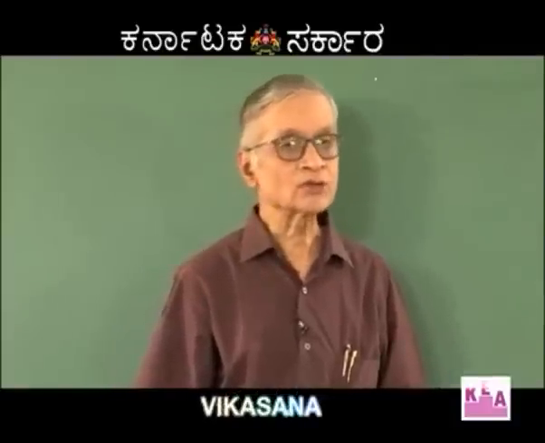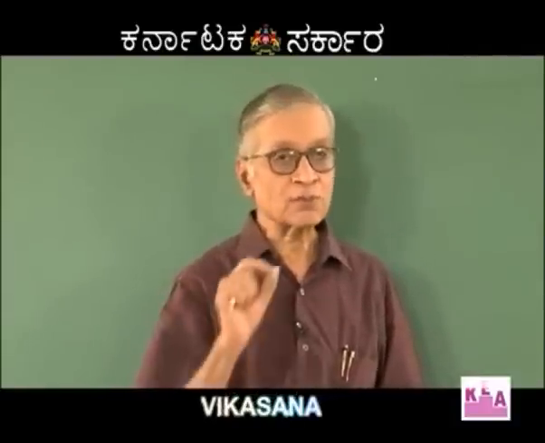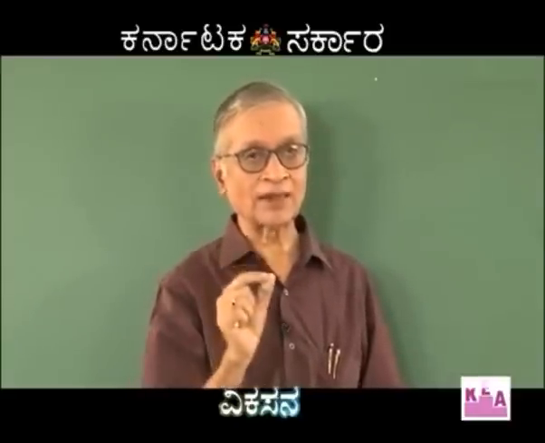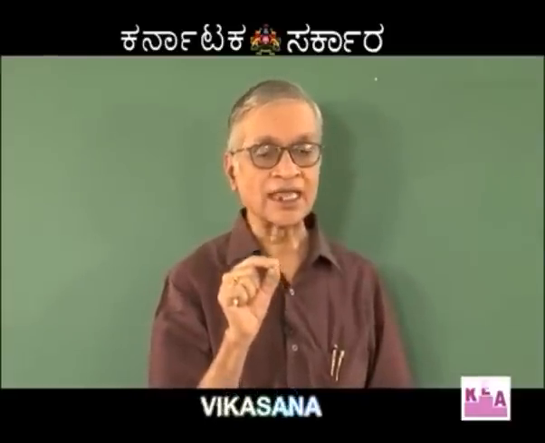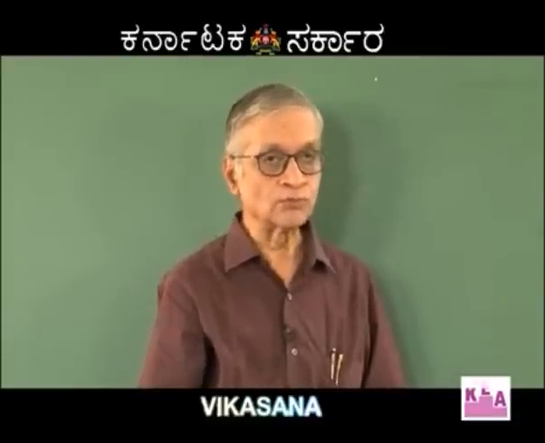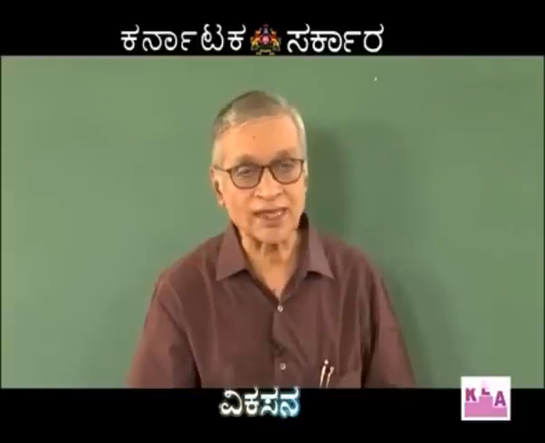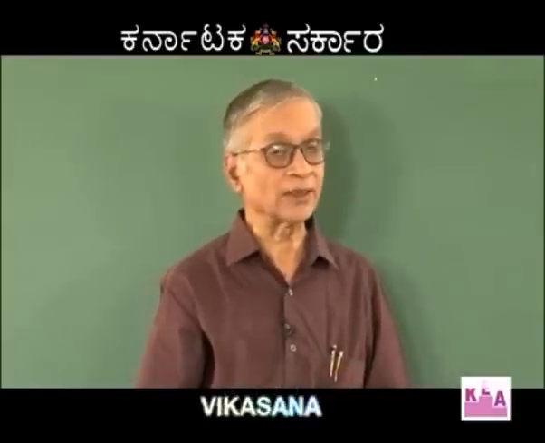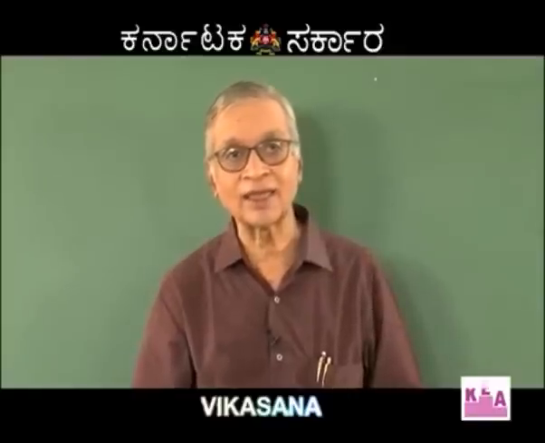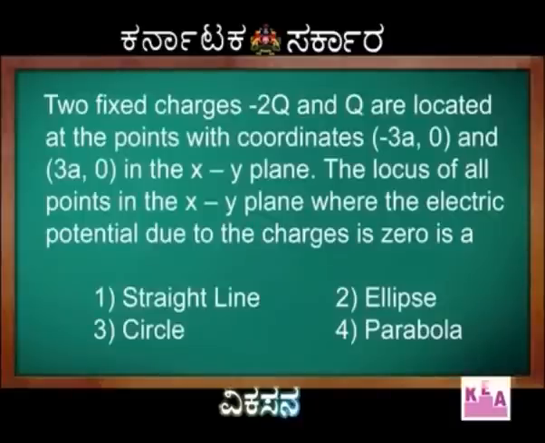You know, you have solved the examples on locus. In locus problems, normally you follow 3 steps. Number 1, conditions given in the problem are put in the mathematical form. Number 2, you simplify the equation so that it comes to the standard form. Number 3, then by knowing the standard form, you identify the nature of the locus. Let me now consider the actual problem.